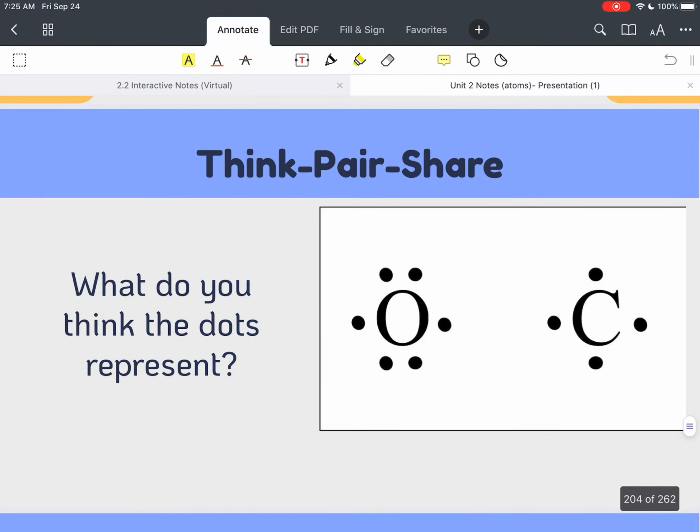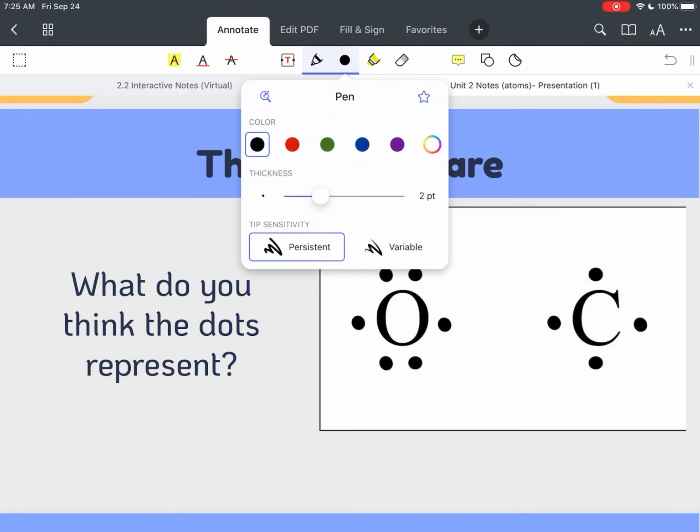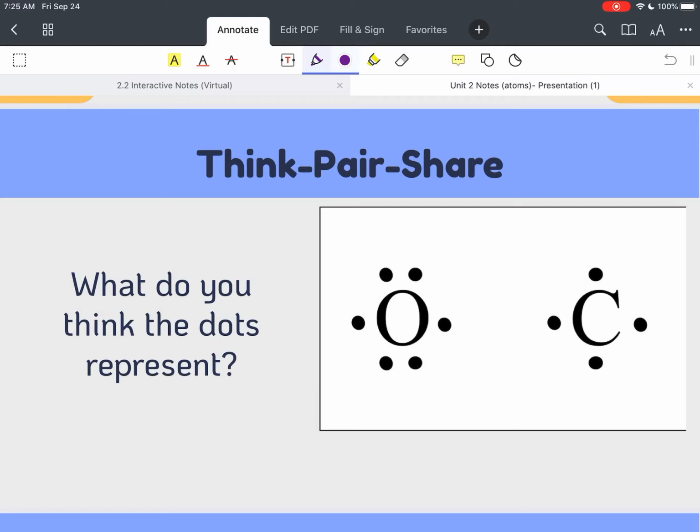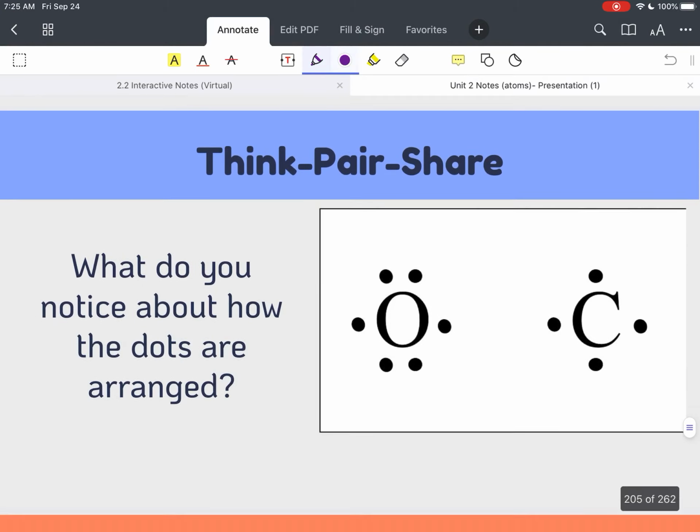So when you look at this picture here, think for just a second what these dots represent. Hopefully you said that they represented valence electrons, right? So oxygen has 6 valence electrons because it's in column 16. Carbon has 4 valence electrons because it's in column 14. Okay, so remember we can just count across left to right to determine their valence electrons.